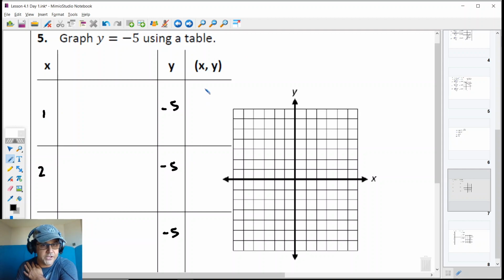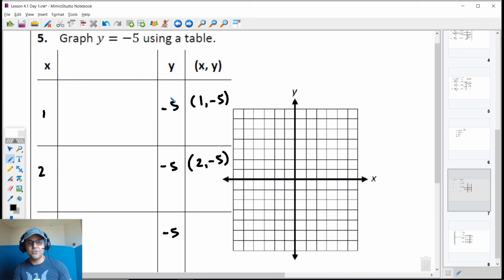Now, be careful on your ordered pair. Remember that x always goes first. So it's going to be 1, negative 5. 2, negative 5. Now, the reason I bring that up is because every year I have students write the y first. But no, remember, it's always x, y. We even have it there for you. 3, negative 5.